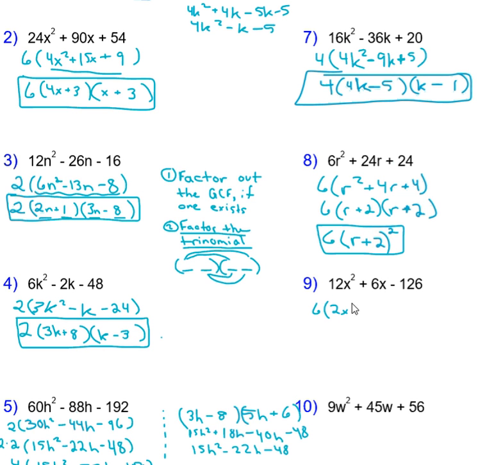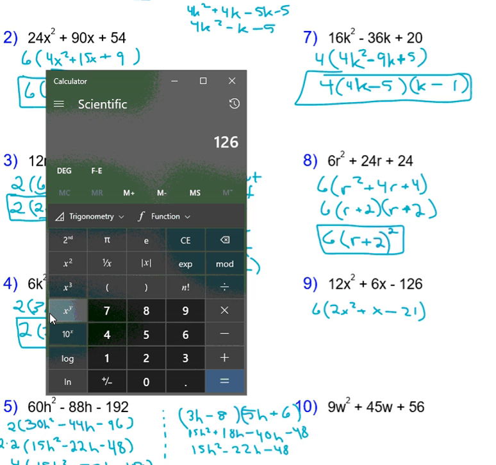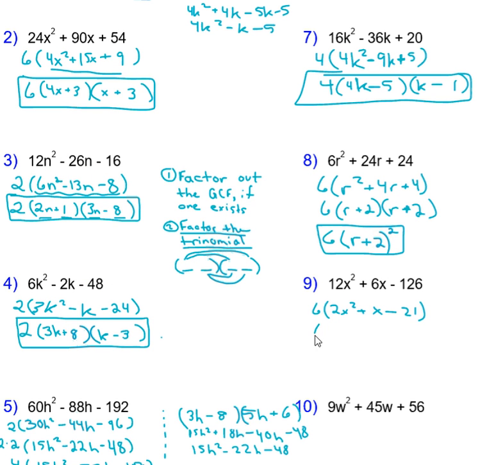So 2x squared plus x minus 21. It's got 21, right? 126 divided by 6. Yes, all right. So 6 times, now I need to factor this trinomial. A 2x squared, again, that's a prime, that's nice. I'm going to have a 2x and an x. Multiply those, you get 2x squared.